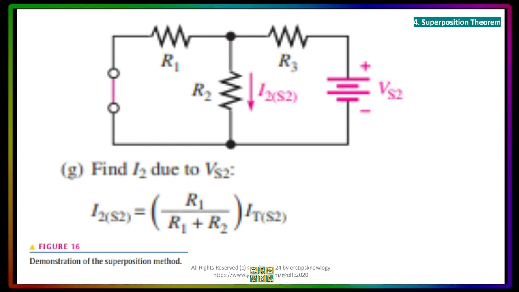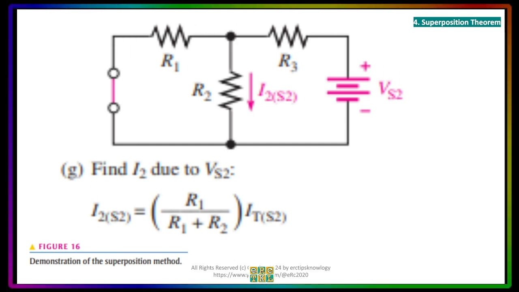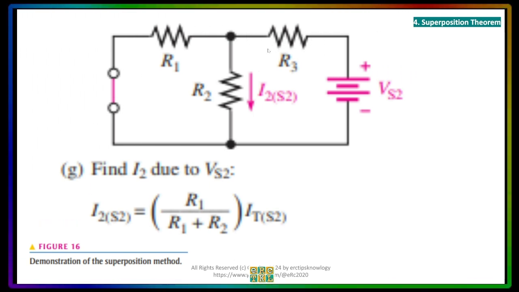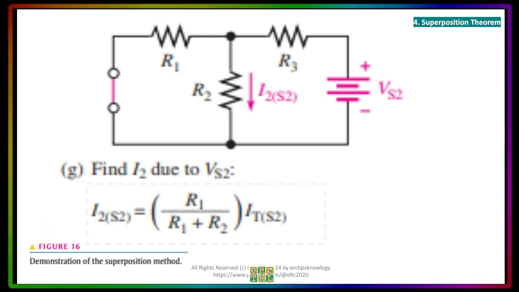Now after that, we will calculate the I total with respect to the source number 2 with the current divider rule. Remember that the current I2 will be equal to the opposite resistor, which is R1, divided by the sum of the two parallel resistors, R1 plus R2, and therefore multiplied with the current going in to that junction, which is the I3, which is also I total of VS2. So we will multiply the I total of VS2 with the R1 divided by R1 plus R2. And we will get another I2 with respect to the source 2.